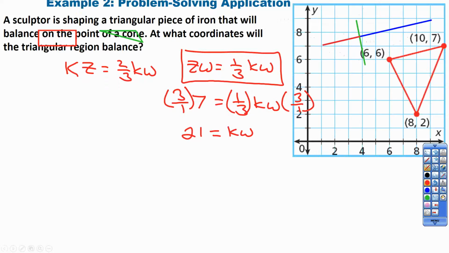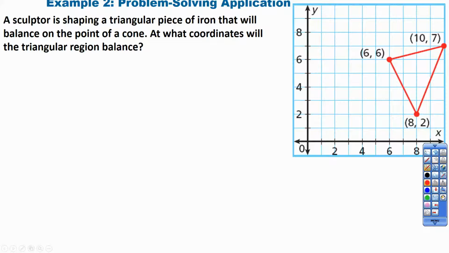Thank you, Mario. All right, now problem-solving application. A sculptor shaping a triangular piece of iron that will balance on the point of a cone. At what coordinates will the triangular region balance? So here's the thing. We need to find the midpoint of these points. Do we know how to find the midpoint of this? From 6 to 10, how far is that? It's 4, correct. So what's half of that? 2. So we come over here, 2.